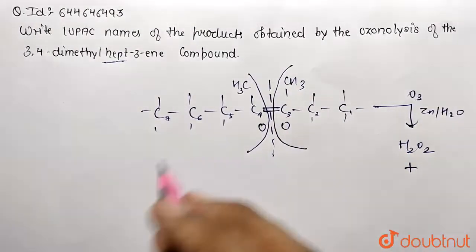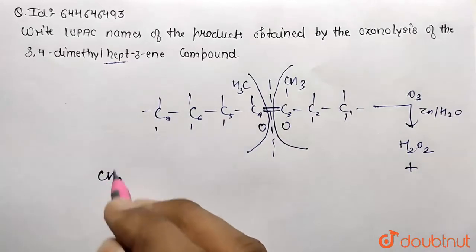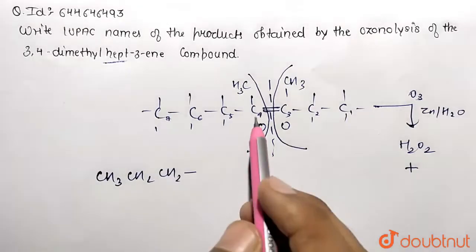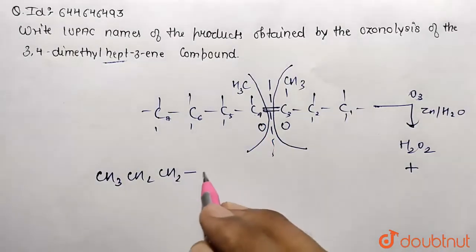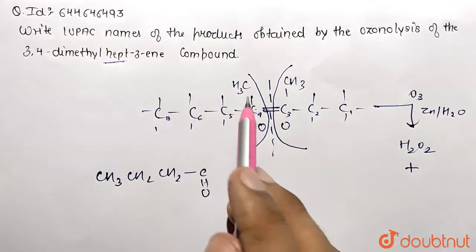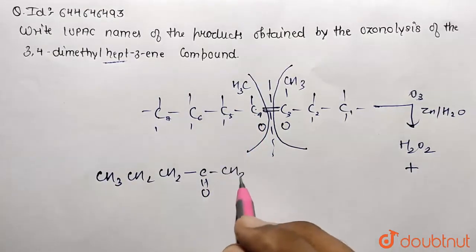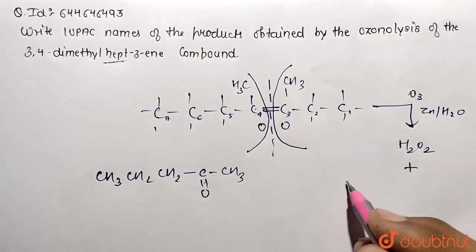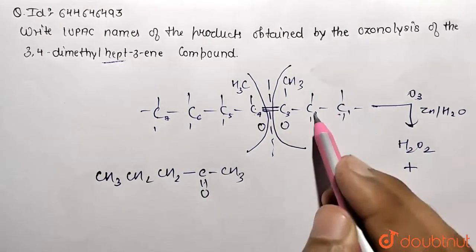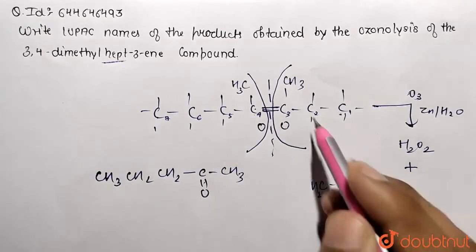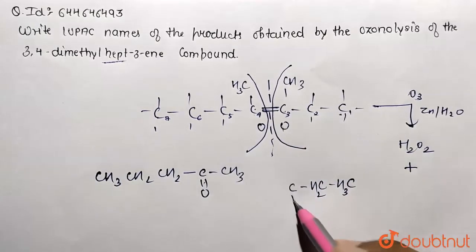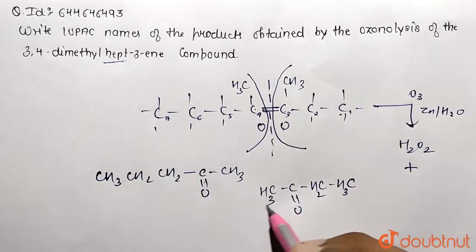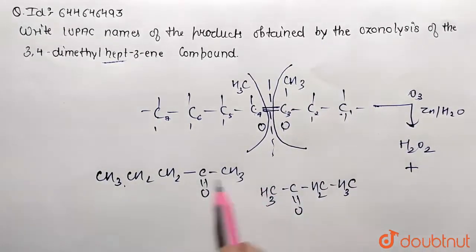Let me decode this structure. So what is this? This is going to be CH3 followed by CH2 followed by CH2, and correspondingly this is now making a double bond with O. So I have written C double bond O, and this carbon is already linked with CH3. So this is the complete molecule. Similarly over here, if I start from this carbon, then it's going to be CH3, then CH2, then again C double bond O, and it is connected with this CH3. So these are the two products formed, this one and this one.